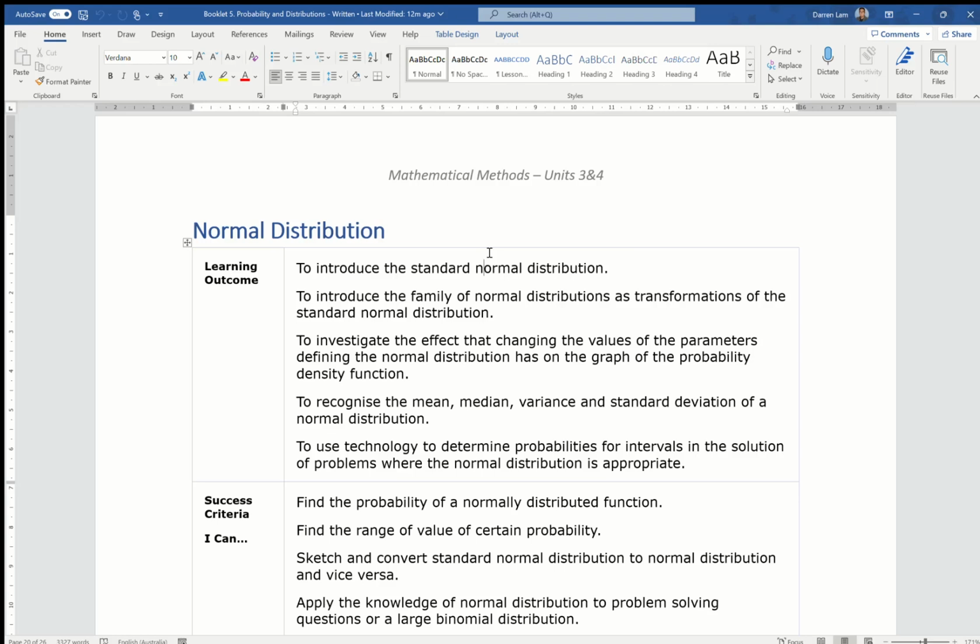And we're going to investigate the effect that changing the values of the parameters defining the normal distribution has on the graph. And then we'll look at, again, reviewing our understanding of mean, median, variance, etc., but in the context of the normal distribution. This chapter is all about the normal distribution, and I'm going to say that quite frequently. So I think it's important that we define what the normal distribution is.